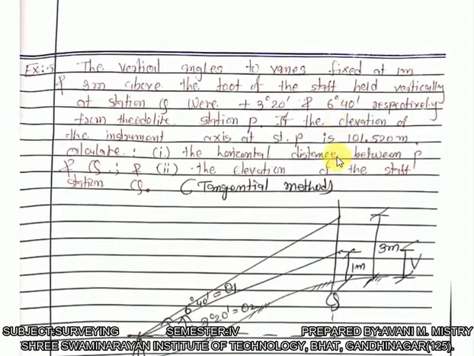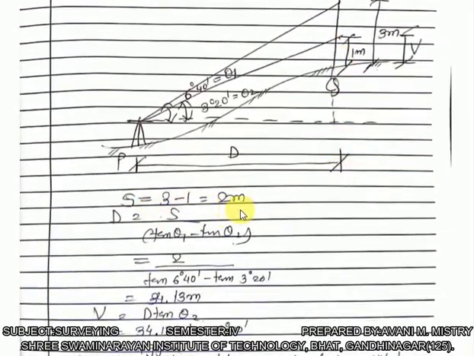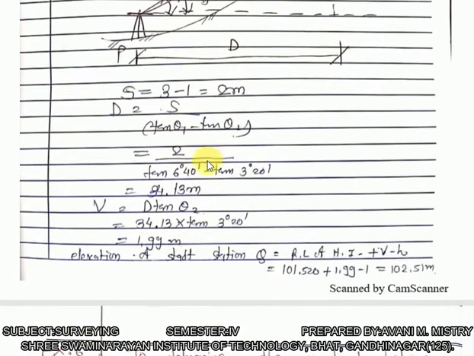S is found by 3 minus 1, that means 2 meter, and we have the formula D is equal to S divided by tan theta 1 minus tan theta 2, that is 2 divided by tan theta 1 minus tan theta 2. The values of theta 1, theta 2 and S are given. Put all these values in this equation and we find out the value of D. We already found the value of D.